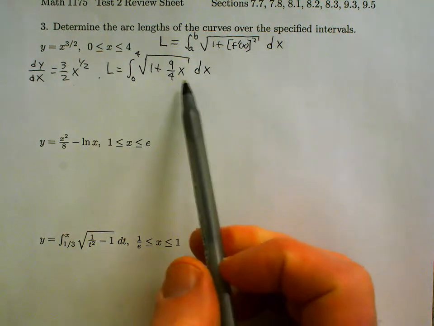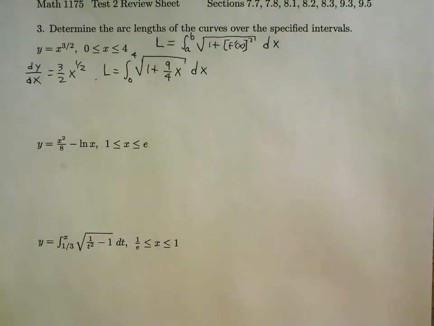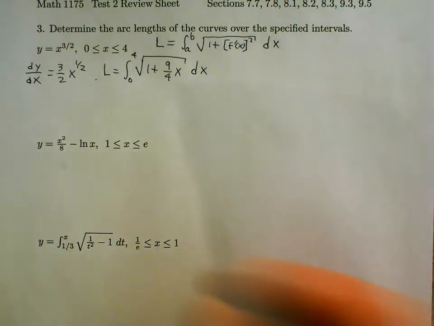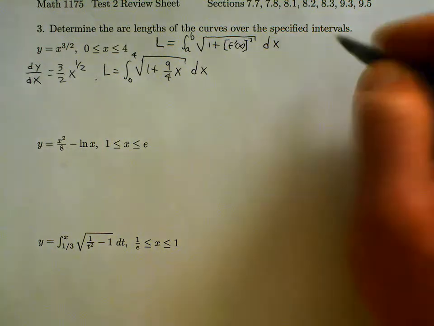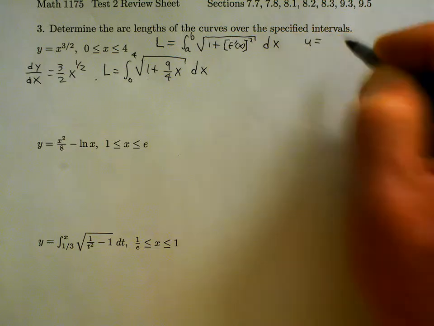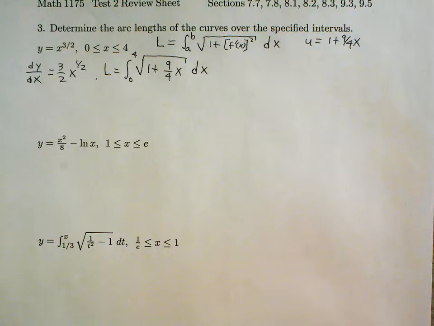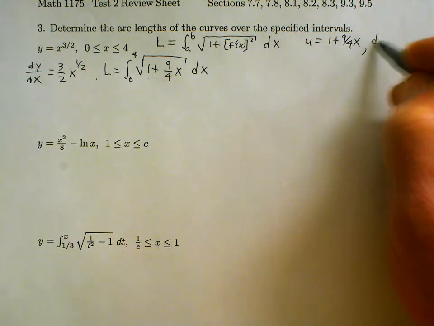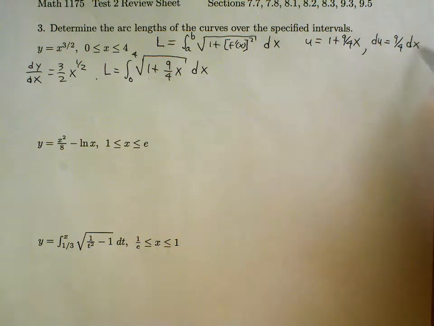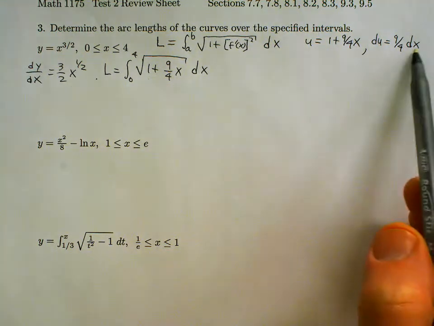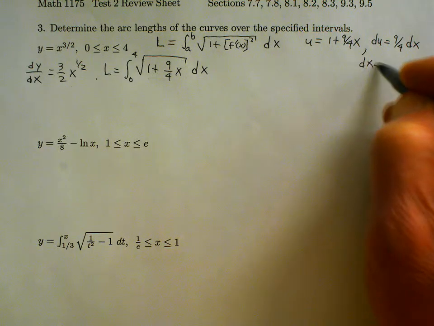And we can go ahead and evaluate this. If you use a substitution, if you assign u to be 1 plus 9/4 x, then du is 9/4 dx. And so we'll replace dx with 4/9 du.